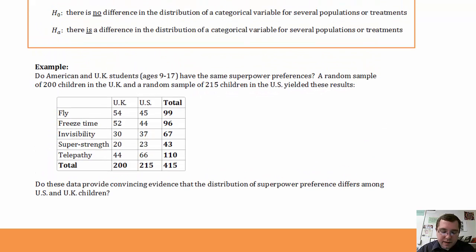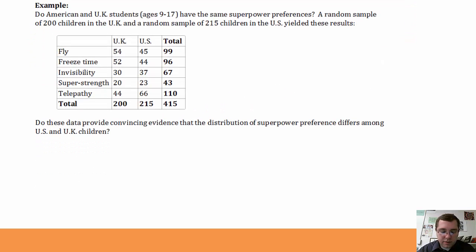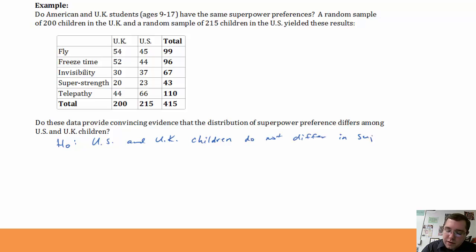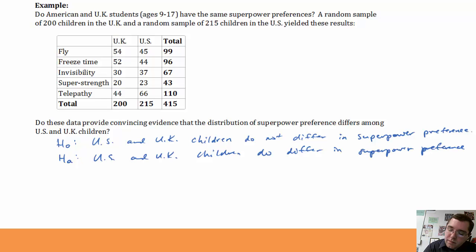So our null hypothesis is that there's no difference between the UK and the U.S. children in superpower preference. And I'm going to write it out like that. The null hypothesis is U.S. and U.K. children do not differ in superpower preference. The alternative hypothesis is the opposite of the null hypothesis, which is U.S. and U.K. children do differ in superpower preference. Do I have enough evidence to say that that is the case?